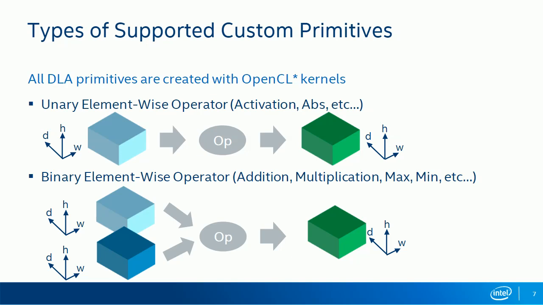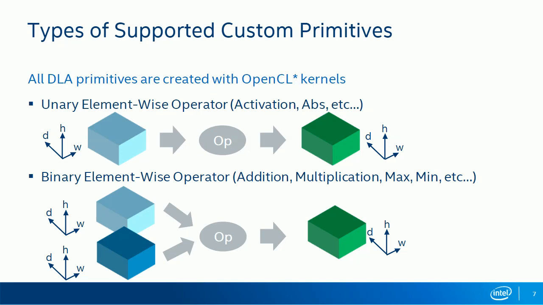In a unary element-wise operation, for example activation, absolute value, power, you have one 3D tensor input, and the operator will act on each individual element of the tensor separately, which results in an output tensor of the same height, width, and depth as the input. In a binary element-wise operation, for example addition, mult, max, or min, you have two equally sized tensors as the input. The operator will act on both tensors element-wise and produce an output tensor the same size as either of the inputs.